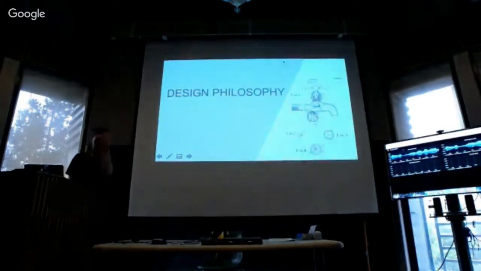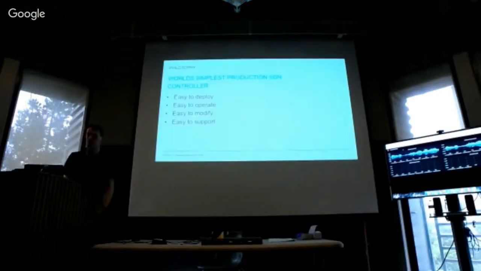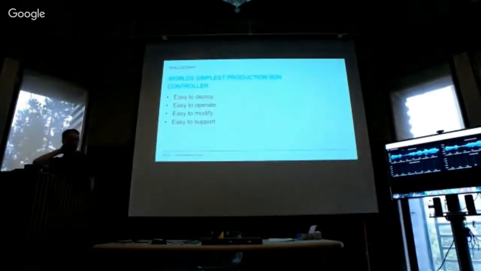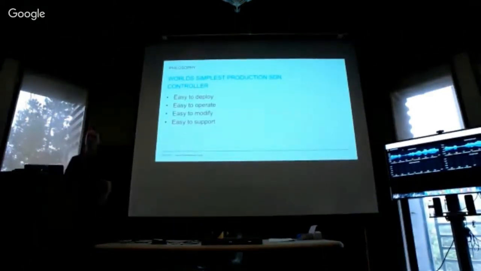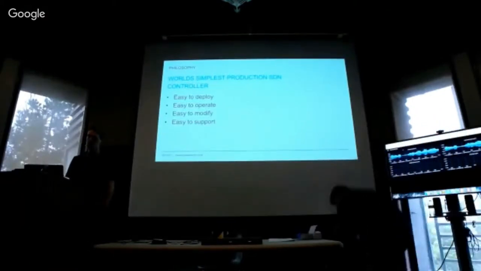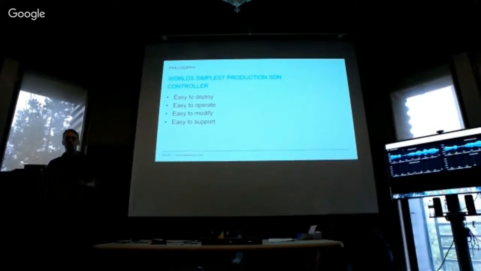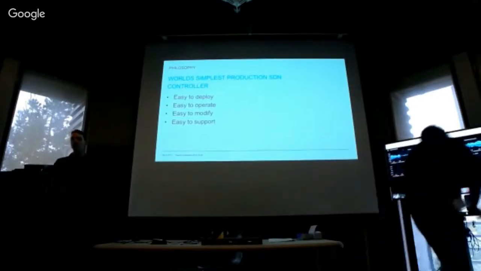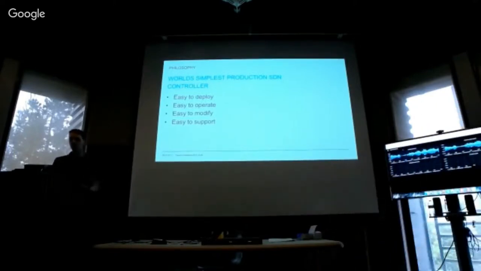All right, so first part is the philosophy that we're trying to adhere to. Our goal with Faucet is to be the easiest production SDN controller in the world. It needs to be easy to deploy, easy to operate, easy for someone who wants to come along and add a feature to add a feature, and easy for a network engineer to support.